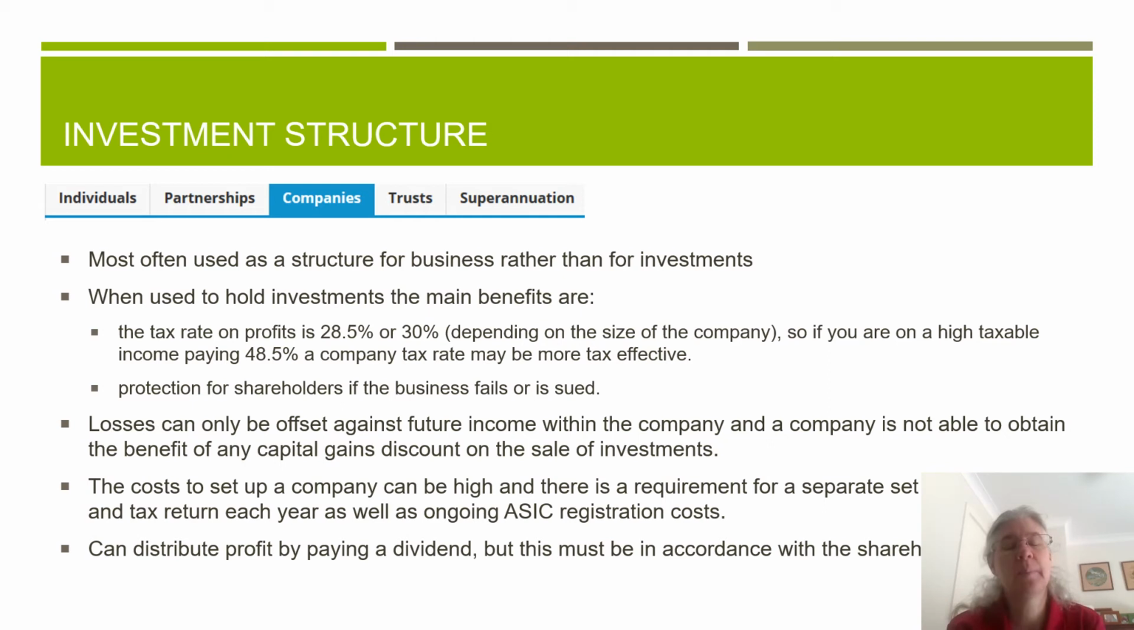The cost of setting up a company is high, and there's a requirement for a separate set of financials and a tax return each year, and there are ongoing asset registration costs. There's quite a lot more paperwork and cost involved in a company. So you can distribute profits by paying a dividend from a company, but it's got to be in accordance with the shareholders.